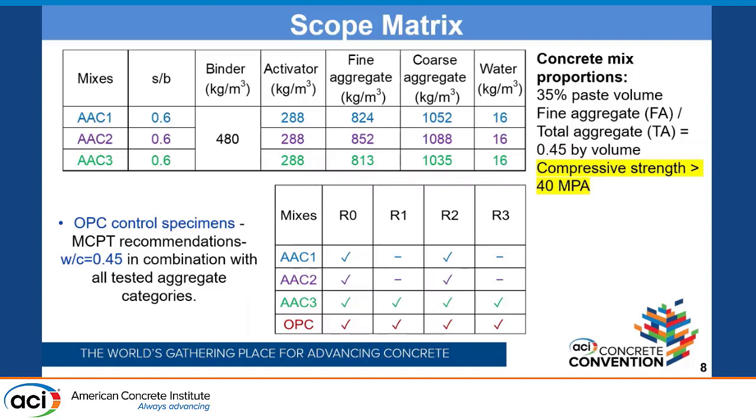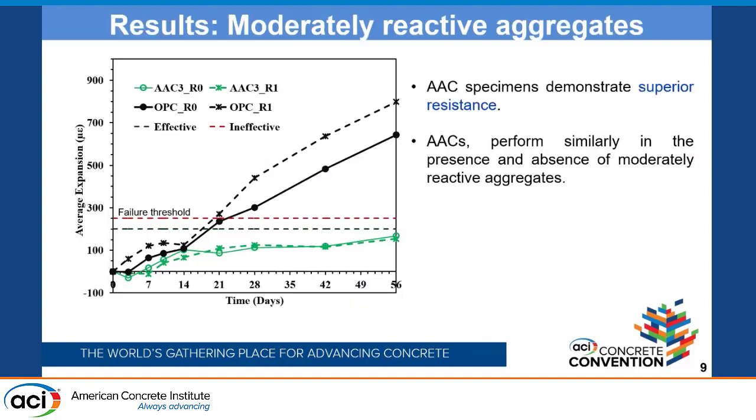We have tested all the alkali-activated concretes and OPC against R0 and R2, whereas GBA-3 based alkali-activated concrete was tested against all of them. So coming on to the results. These are the results presented for moderately reactive aggregates. You can see the black solid and broken lines are for OPC, and the green one is for alkali-activated concrete. They showed very limited expansion in 56 days as compared to the one shown by OPC.